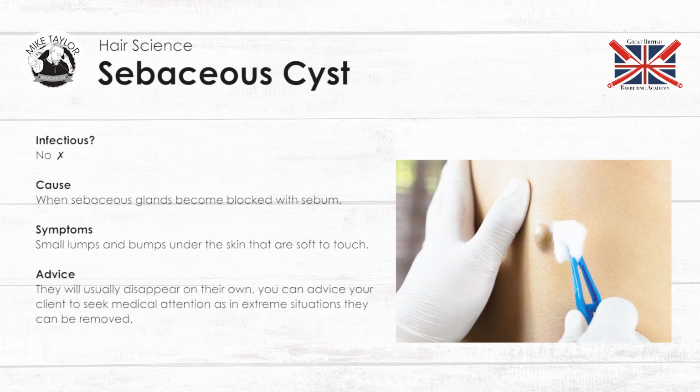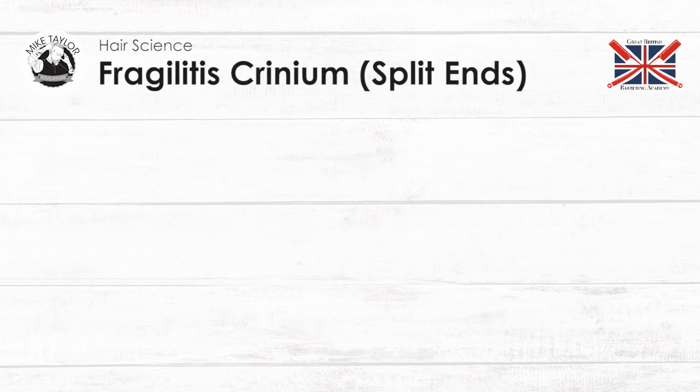Sebaceous cyst. Sebaceous cysts aren't infectious. They're caused when the sebaceous gland becomes blocked with sebum. You will see small lumps and bumps under the skin that are soft to touch. They will usually disappear on their own, or you can advise your client to seek medical attention, as in extreme situations they can be removed.